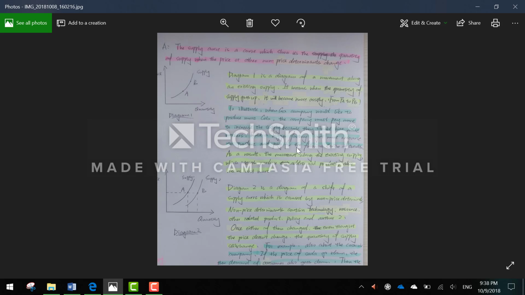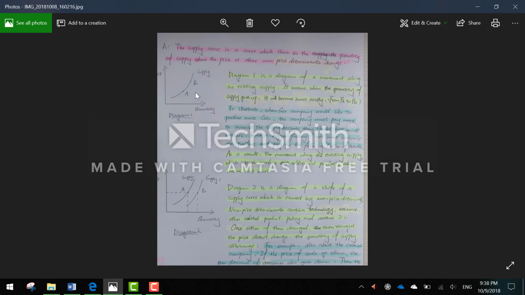I think the first diagram here looks pretty good. She has price and quantity clearly labeled on the axes, and she shows an upward sloping supply curve. We can see 2 points A and B that are on the supply curve and are also referenced in her explanation. Her explanation says diagram 1 is a diagram of a movement along an existing supply curve. Should say curve there. It means when the quantity of supply goes up, it will become more costly.